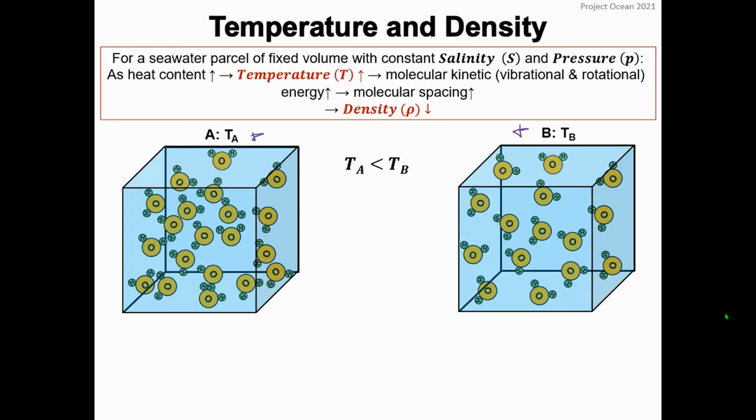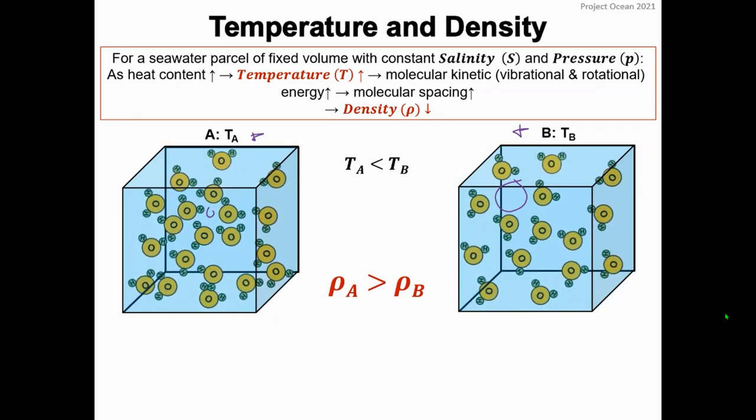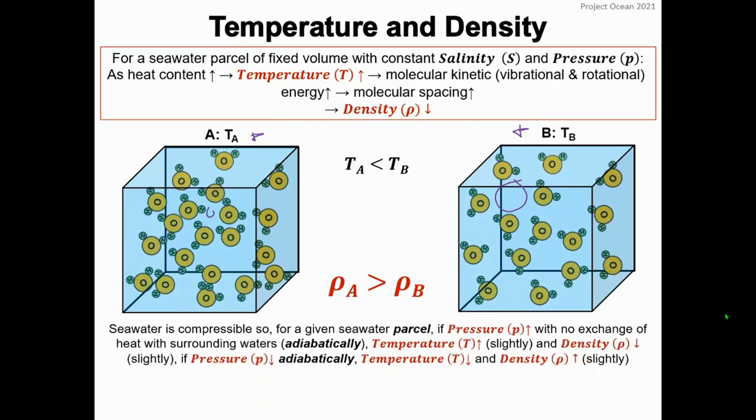You can see in parcel B, there's more vibrational and rotational kinetic energy, and there's a larger degree of molecular spacing between the molecules. Therefore, the density within parcel B is less than the density within parcel A. So as temperature goes up, density within the parcel goes down. But remember, we talked about pressure effects on temperature as well.